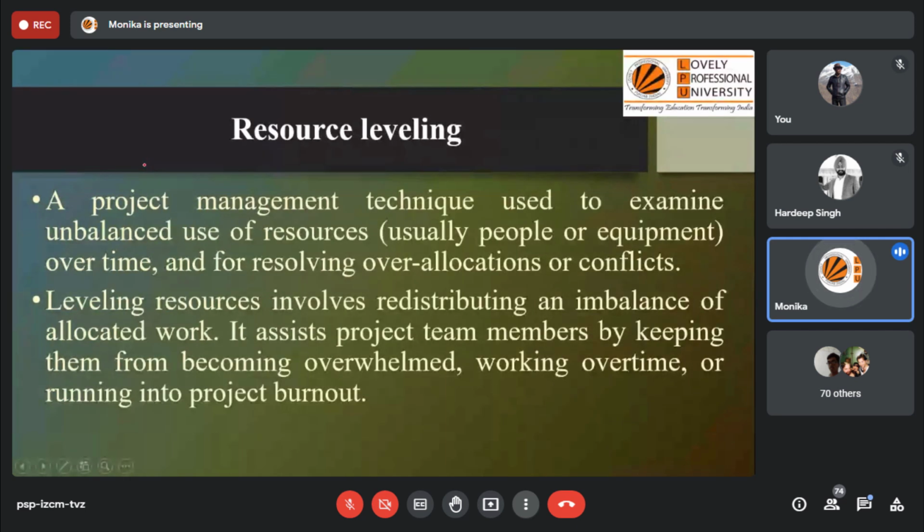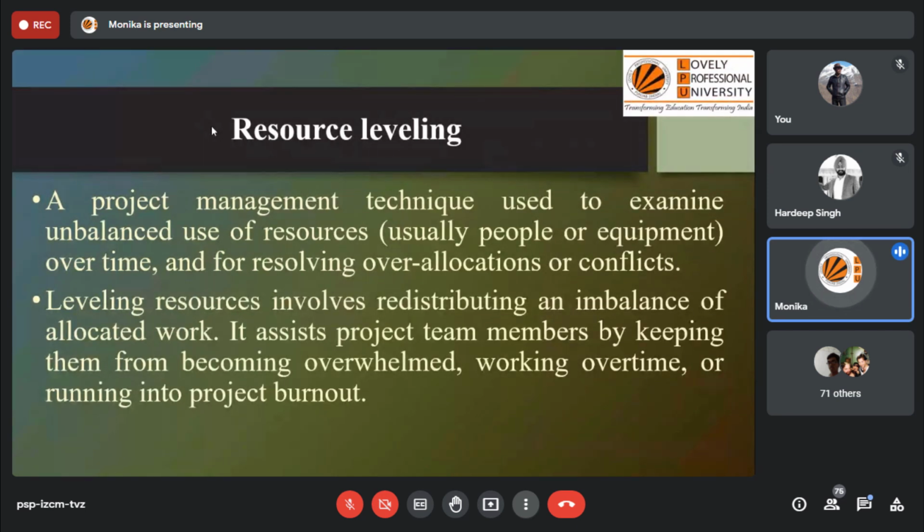Now, the next term, which is very important, is resource leveling. Now, what is resource leveling? A project management technique which is used to examine unbalanced use of resources, usually people or equipment, over time and for resolving over allocation. Yes, resource leveling means we will see where the imbalance in the resources is, right? And where we can reduce the imbalance, because sometimes it happens the resources are not rightly allocated.